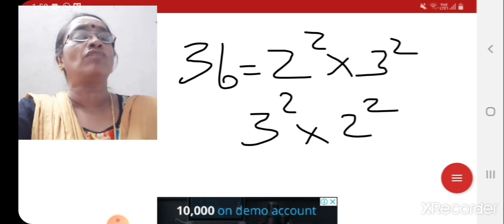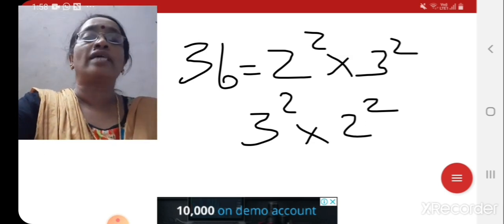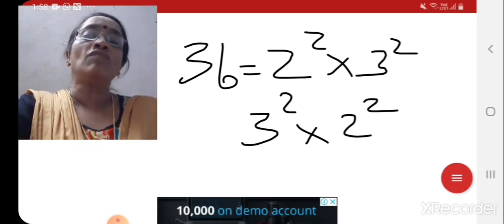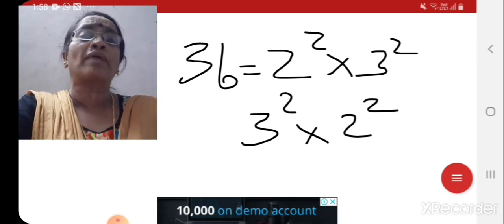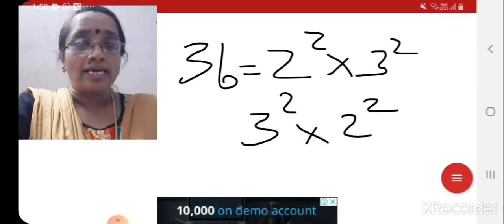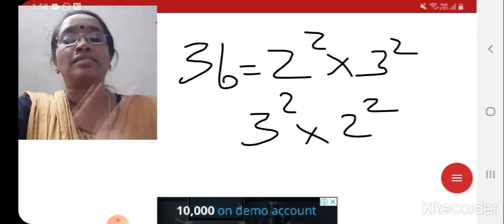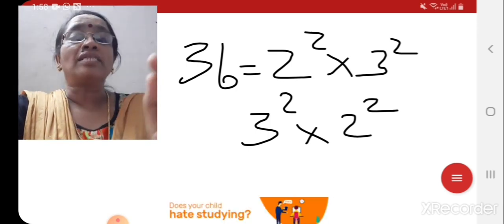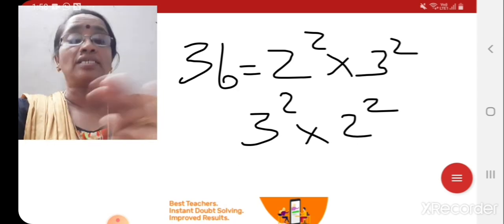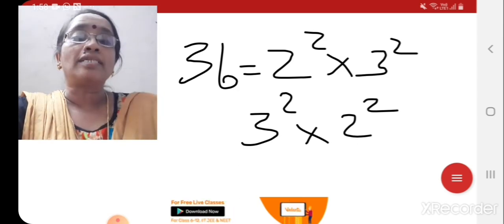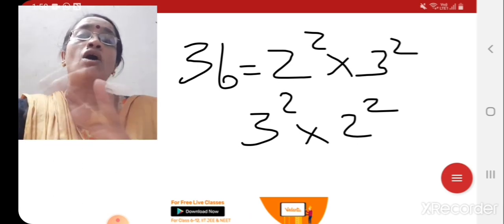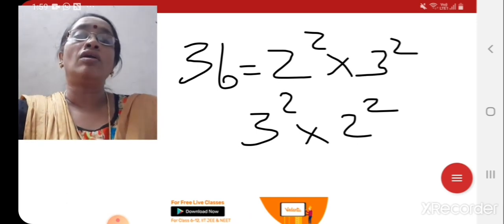2 square into 3 square, 4 into 9 or 9 into 4. Both are 36. In the previous cases, 9 into 4 and 6 into 6 are factorizations but not prime factorizations. Only two primes appear here, 2 and 3. So this is the only prime factorization of 36. That is, prime factorization is unique. So 36 is a composite number. We express that composite number as a product of primes in two ways: one is 2 square into 3 square, the other is the opposite way. What is the difference between these two cases? Only the order changes.